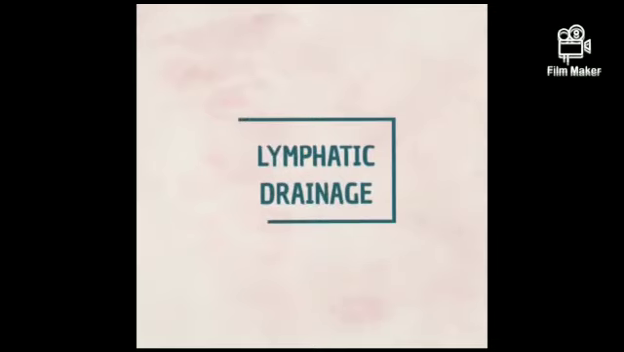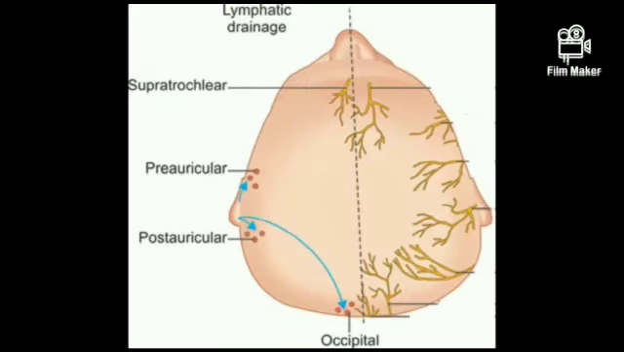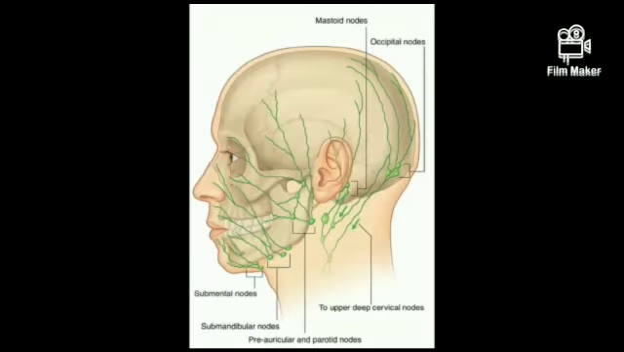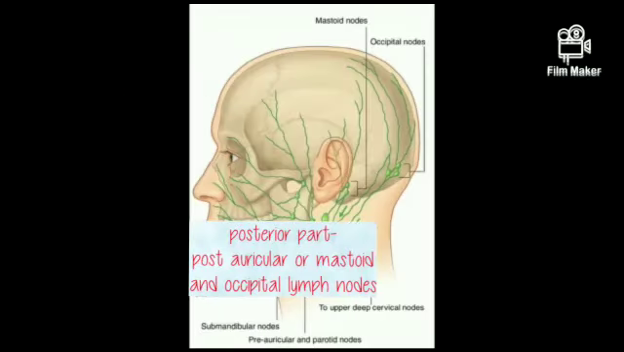Lymphatic drainage. The anterior part of the scalp drains into the preauricular or parotid lymph nodes. The posterior part of the scalp drains into the posterior auricular or mastoid and occipital lymph nodes.